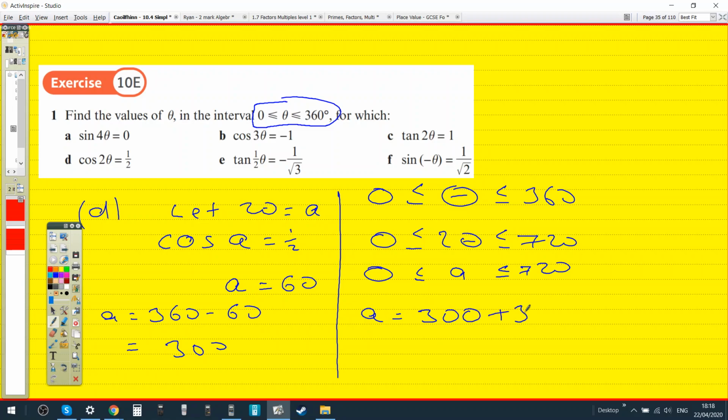You did 300. How did we get the other one? You did 300 plus 360, was it? Yeah. And so that was 660. 660. Yeah. It works for all solutions. It will always work. So you can always do plus or minus 360 to any solution.